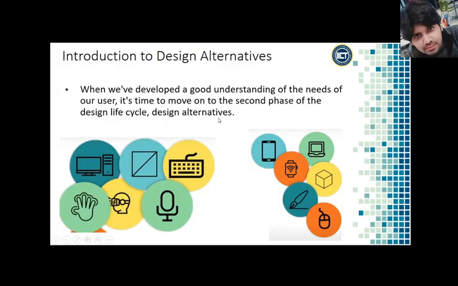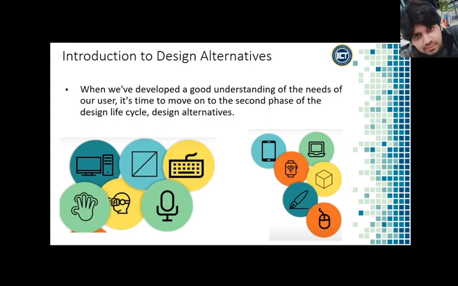So when we have developed a good understanding of the needs of our user, it's time to move on to the second phase of the design life cycle, which is design alternatives. This is when we start to brainstorm how to accomplish the task we have been investigating. The problem here is that design is very hard. It's hard for a number of reasons.